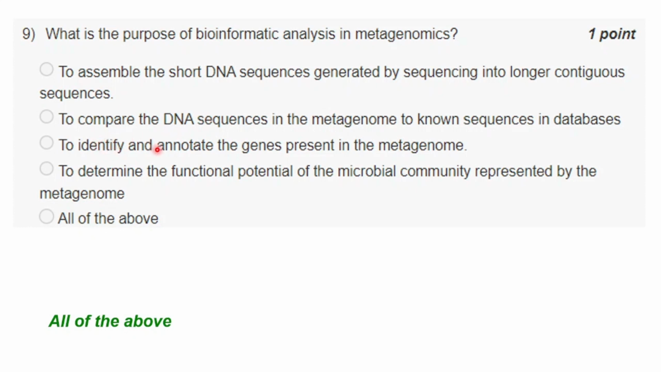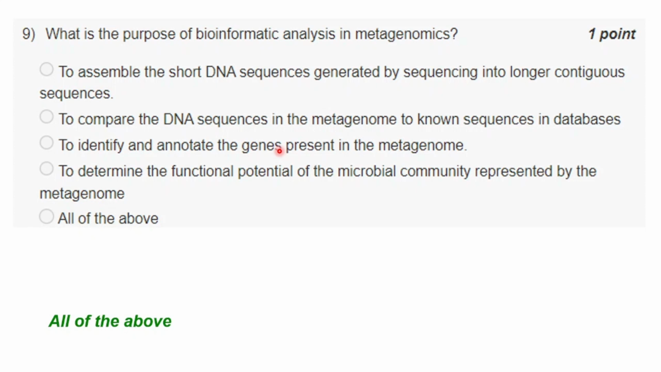So does it identify and annotate the genes present in the metagenome? Yes. One of the primary tasks of bioinformatic analysis in metagenomics is to identify and annotate the genes present in the metagenome, and this process is known as gene prediction or gene finding. Gene prediction involves identifying the locations of protein coding genes in the metagenomic sequence data as well as predicting their functions based on sequence similarity to known genes in the databases. This can be a really challenging task, particularly in complex metagenomic samples where the DNA sequences of different organisms can overlap and be very difficult to separate.